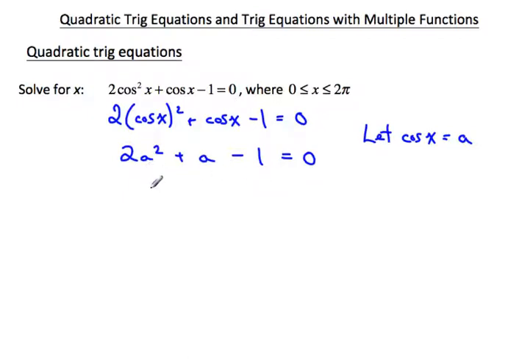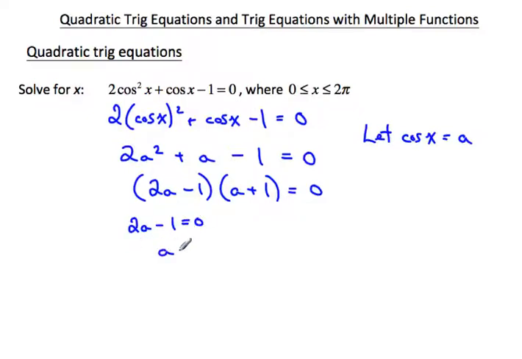We can factor that and get 2a minus 1 times a plus 1 is equal to 0. Remember, we're using a as a stand-in for cosine of x. Now, if the left-hand side is equal to the right-hand side, then one of these must be equal to 0. Either we've got 2a minus 1 equals 0, which solving for that we get a is equal to a half, or we've got a plus 1 must be equal to 0. In other words, a is equal to negative 1.